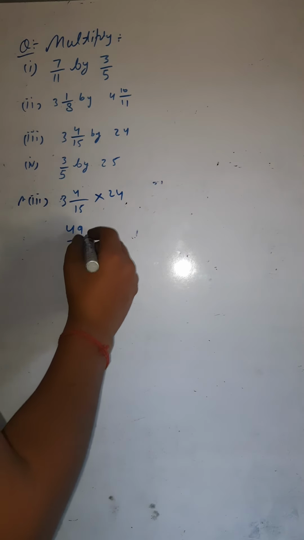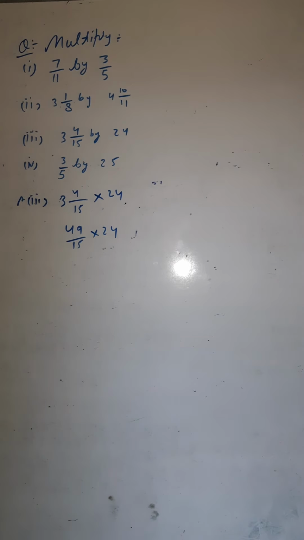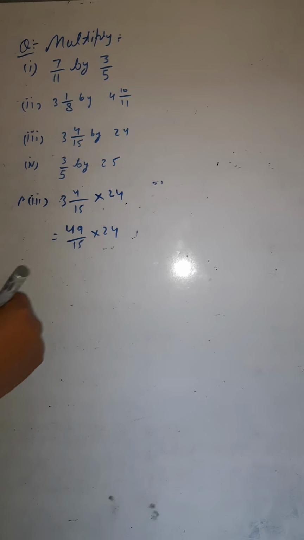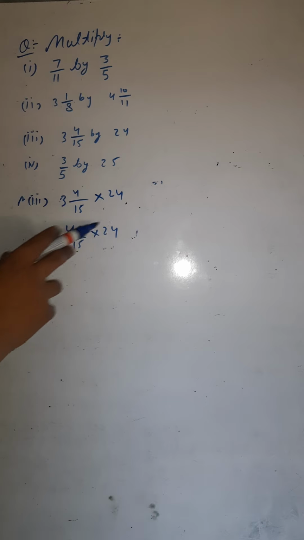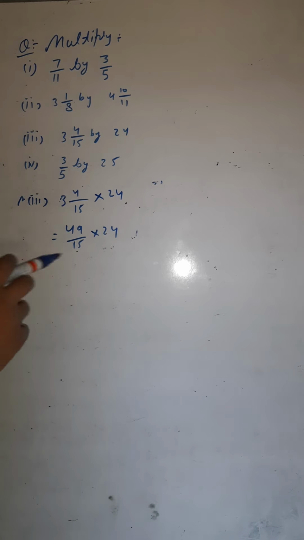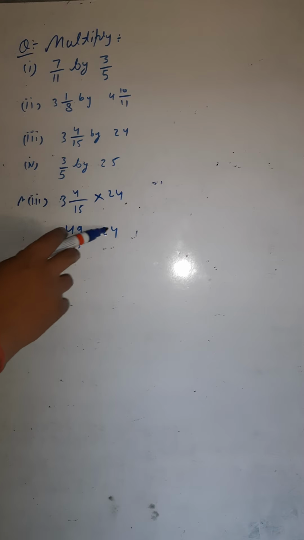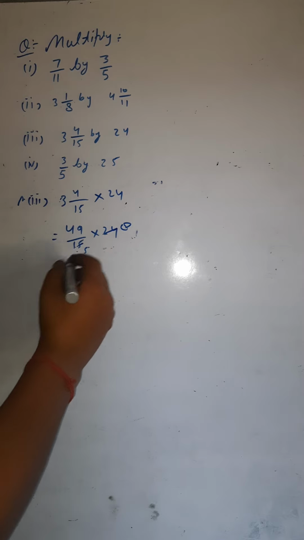So it would be 49 by 15 multiply 24. Look here, 15 3 ja 45, 45 plus 4 is 49. So it would be 49 by 15 multiply 24. So I think you can cut here also, because 15 and 24 both are divisible by 3. So at that time you can cut also. You can see 15 and 24 both are divisible by 3. 3 8 ja 24 and 3 5 ja 15.